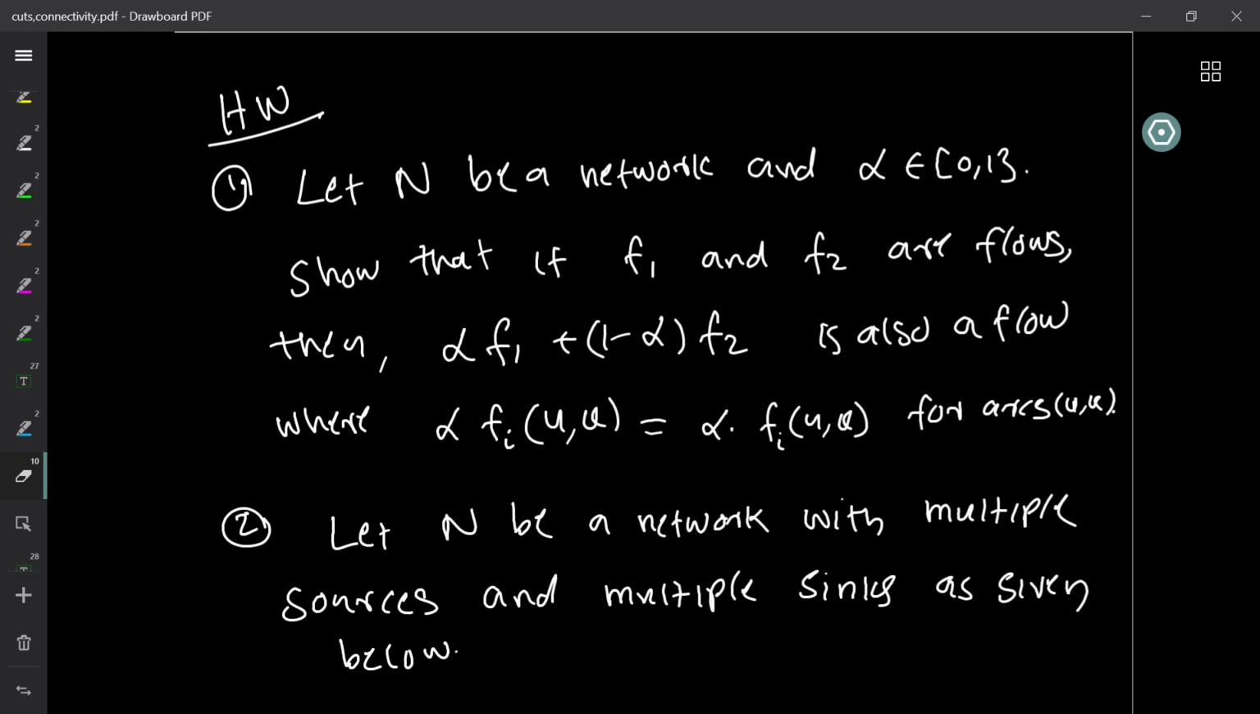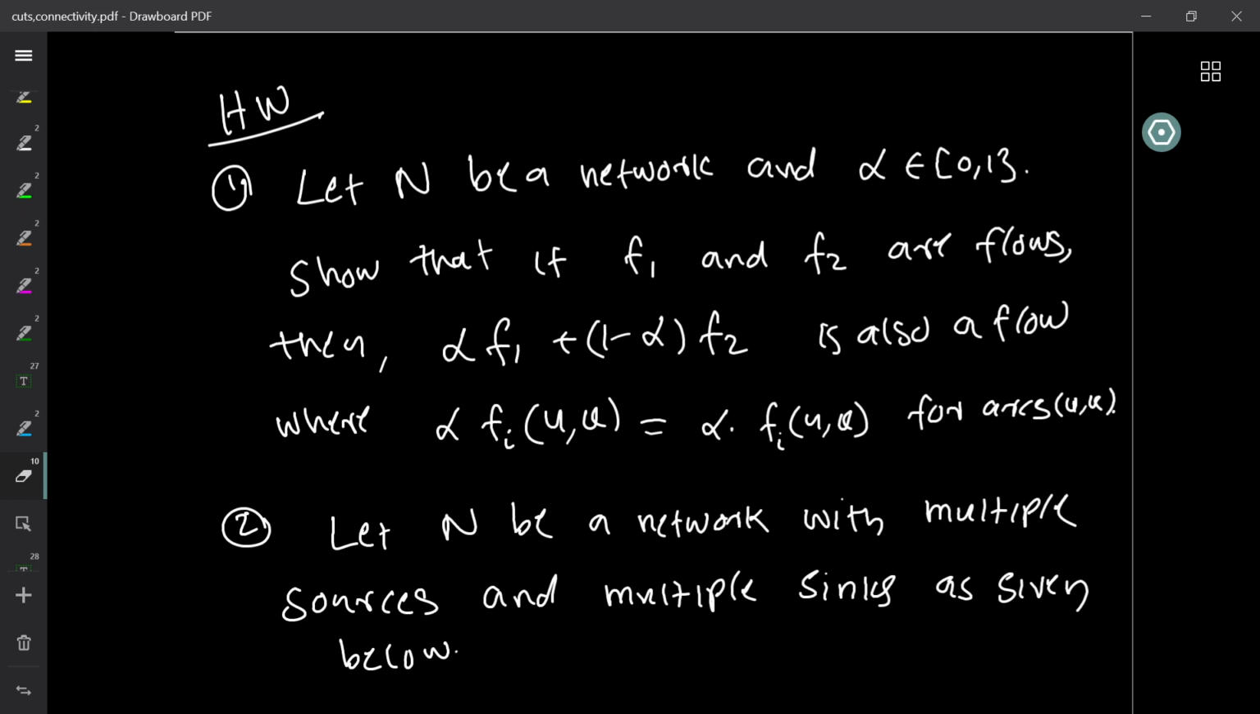Then let N be a network with multiple sources and multiple sinks. When we defined network flows, we had a starting vertex called S and a terminal vertex called T, and then all these arcs, which is basically a digraph, and we defined our question on this. But now it could be possible that a company has several factory outlets and several destinations where it wants to send the material. So in that case, you could have several sources and several terminals or sinks.